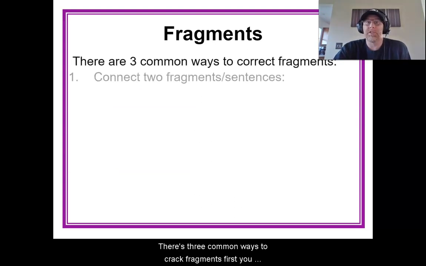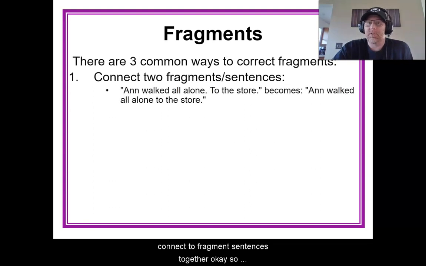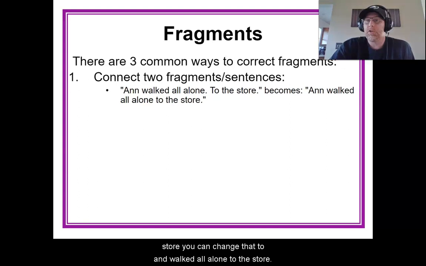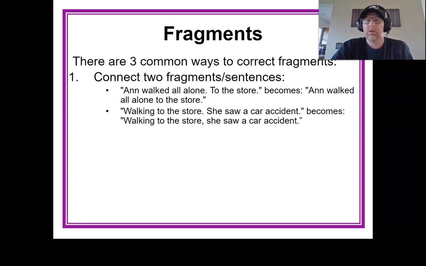There's three common ways to correct fragments. First, you connect two fragment sentences together. Okay, so when you have Anne walked all alone and you have to the store, you can change that to Anne walked all alone to the store. Drop that period in the middle, lowercase that t, and combine your two thoughts. Walking to the store, she saw a car accident, combine them. Walking to the store, comma, she saw a car accident.